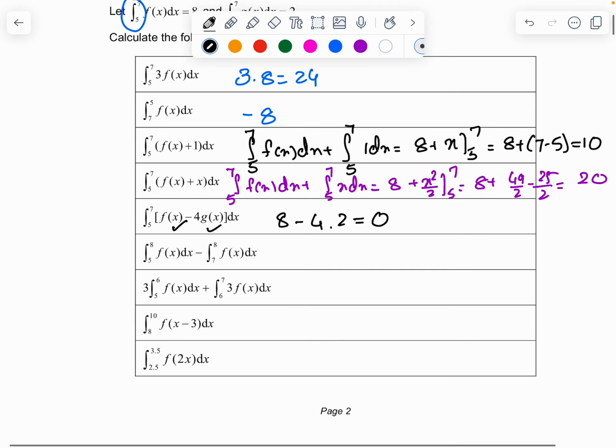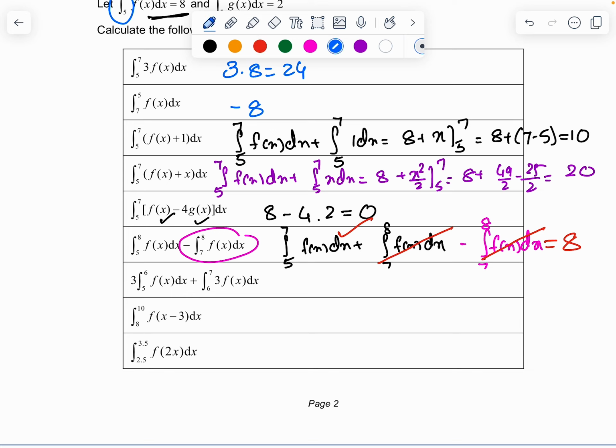I'll write 5 to 8 as integral of 5 to 7 f of x dx plus integral of 7 to 8 f of x dx. But again, this minus is also there, minus integral of 7 to 8 f of x dx. So you can see that 7 to 8, 7 to 8 gets cancelled, and I'm left over with this one only, whose answer is 8.